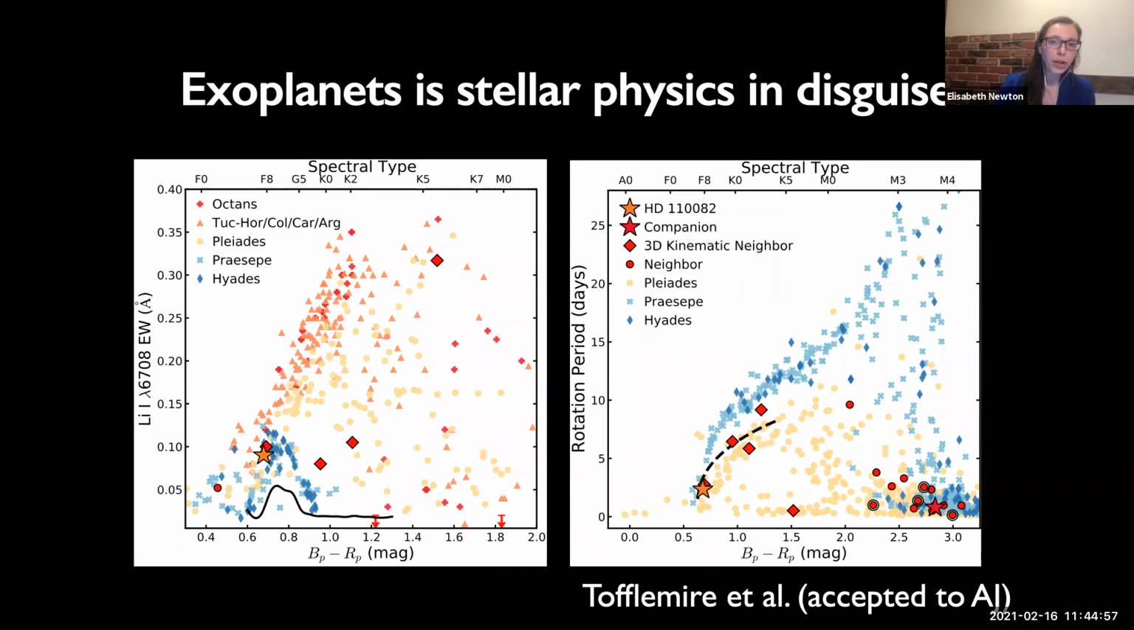These are two plots from Ben's paper: lithium versus color and rotation period versus color. The points in the background are shown with blue as the oldest, the Hyades, and red as the youngest. And the friends group, the friends of this particular planet host, are shown in red. We're able to use the lithium and the rotation periods to figure out what the age of this small association is, and therefore what the age of this planet host was.